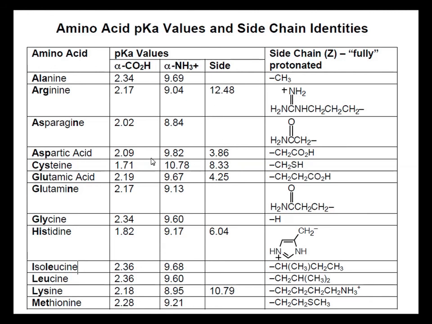Aspartic acid: backbone carboxylic acid 2.09, backbone ammonium at 9.82, and 3.86 for its side chain. This is the acidic proton in the side chain that will leave. Cysteine: 1.71, 10.78, and its side chain has a pKa of 8.33. Again, it's this H plus that will leave, and what will be left is this attached to the backbone, CH2S with a minus formal charge when that H plus leaves.